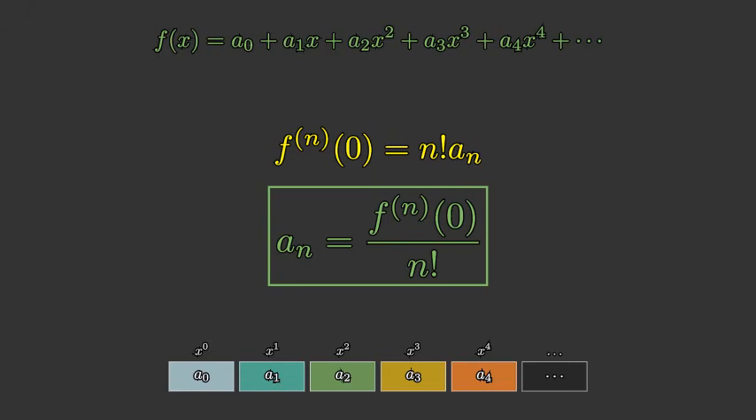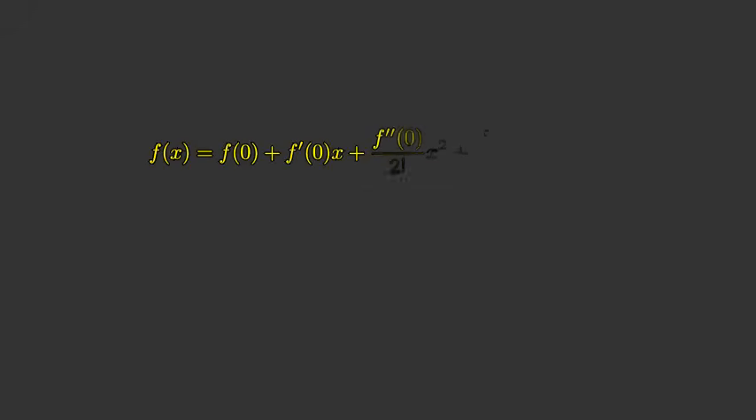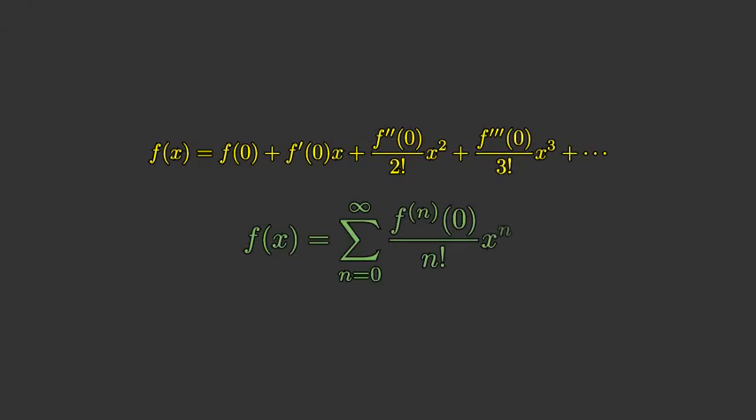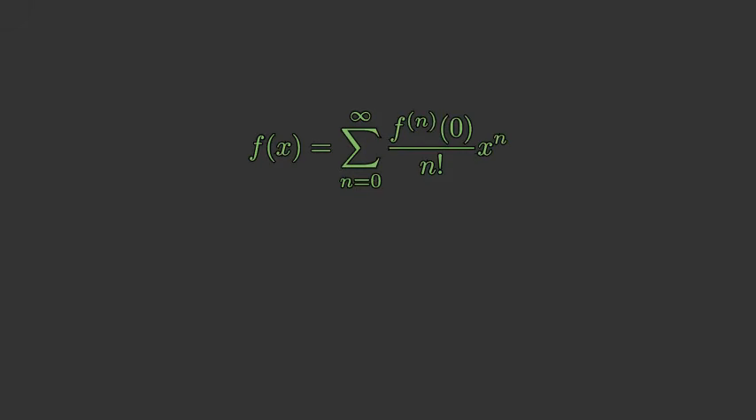Now solve for the coefficient. A sub n equals the nth derivative of f at 0 divided by n factorial. This is the mechanism. Derivatives do not magically create the Taylor series. They measure the local behavior of the function, one order at a time. When we put those coefficients back into the power series, the Maclaurin series appears. Now we have the Maclaurin formula, but a formula is not yet understanding, so let us see what it does.